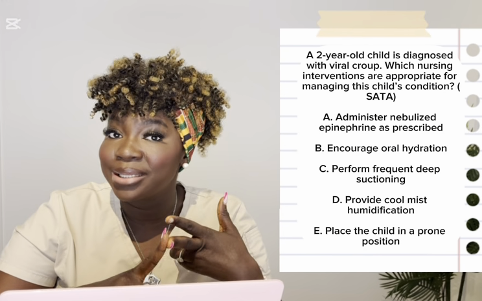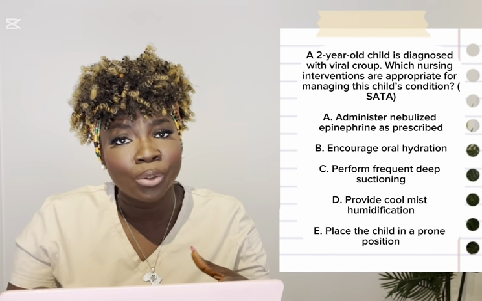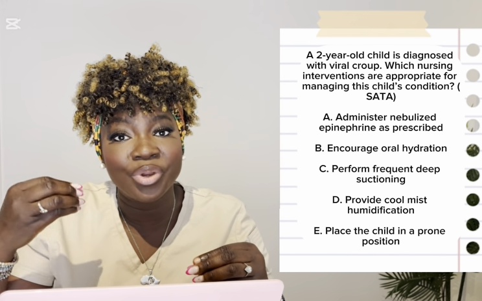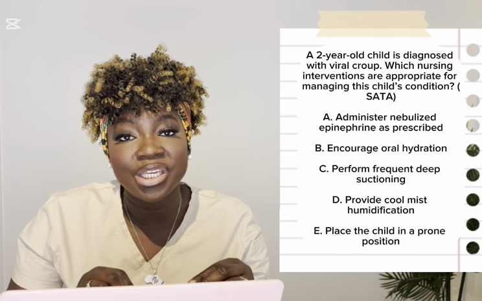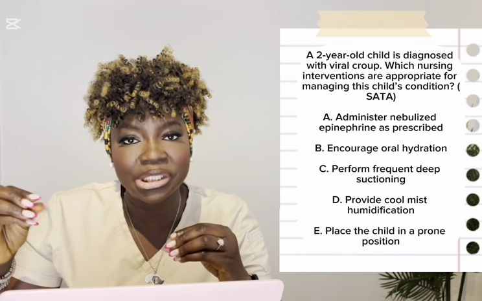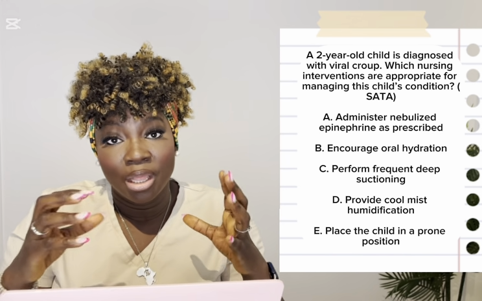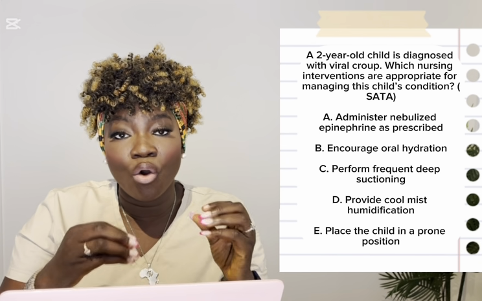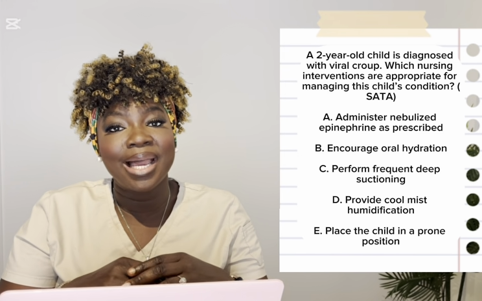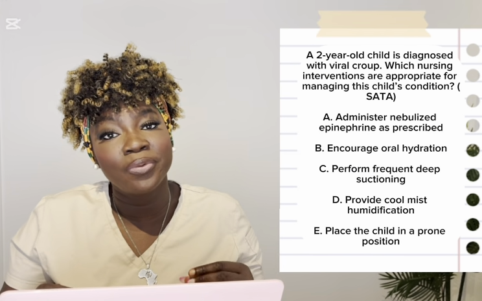Another hallmark sign and symptom is inspiratory stridor. And what is stridor? Stridor is a high pitch sound you hear due to narrowing of the airway. That is what stridor means. High pitch sound due to narrowing of the airway. So that's another hallmark sign of croup. And another sign you will see is tachypnea. You can see fever.